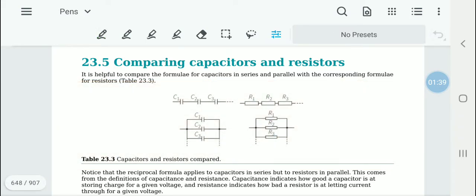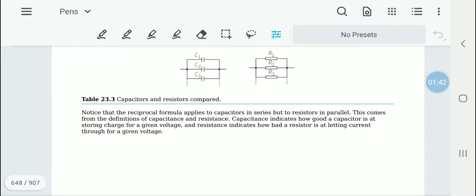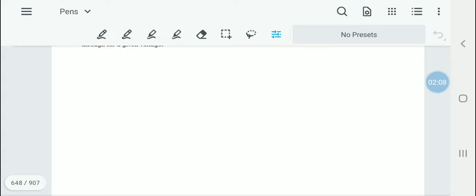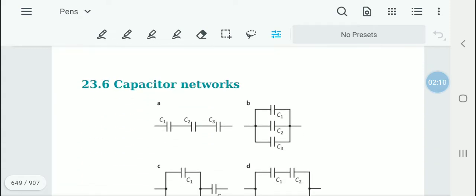So now capacitance would give us an idea how good a capacitor is to store a charge given a voltage, and resistance would indicate how bad a resistor is at letting current through for a given voltage. That is, how much it is not letting current pass through if a voltage is given, right? So that is the relationship here.